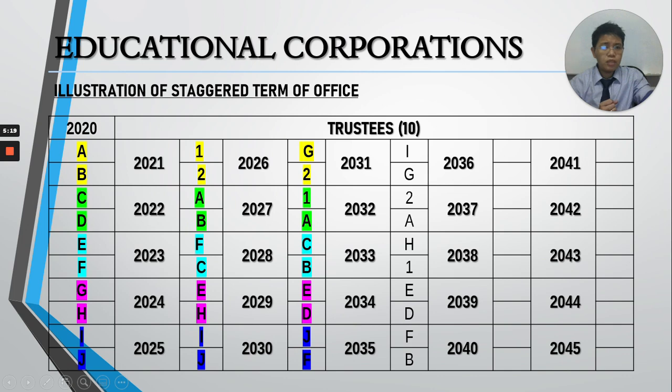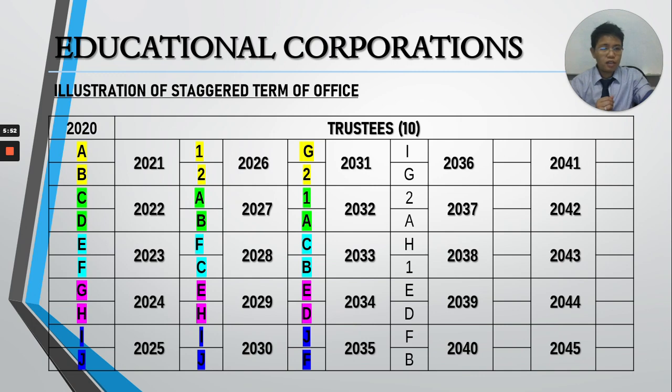Meron siyang 10 trustees. So, remember, the trustees so elected. Ito na yung mga elect: A, B, C, D, E, F, G, H, I, J. So, remember yung rule. Yung first trustees elected should classify themselves so that the term of office of 1/5 of their number expires every year. So, yung mga first elected, kailangan nilang ayusin yung sarili nila para yung term ng office ng 1/5 sa kanila mag-expire every year.